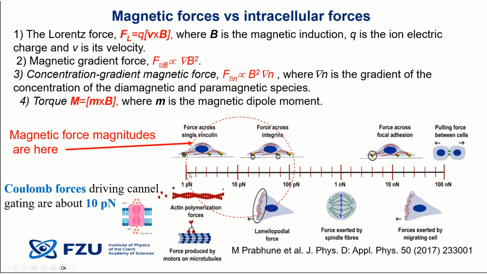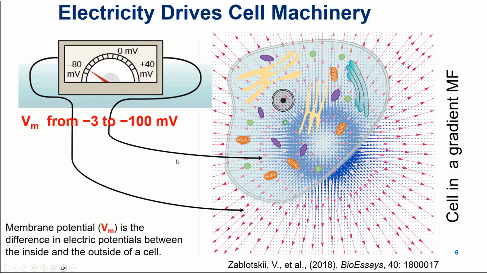Estimations show that the magnitudes of these magnetic forces lie in the range between 1 and 100 piconewtons. Note that the Coulomb forces driving ion channel gating are about 10 piconewtons. If we look inside a living cell, we will see that the cell is an electrical unit. So, in cells, many processes are controlled by the membrane potential, voltage, which typically ranges from -3 microvolts to -100 microvolts.